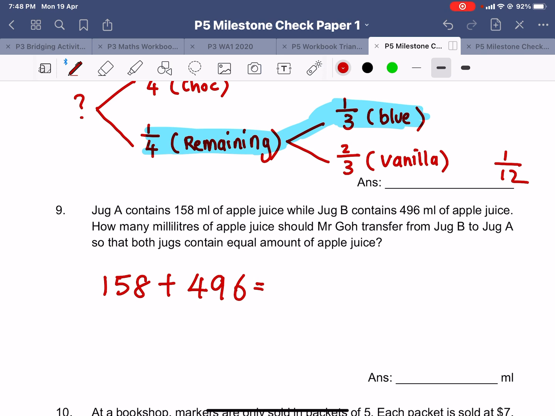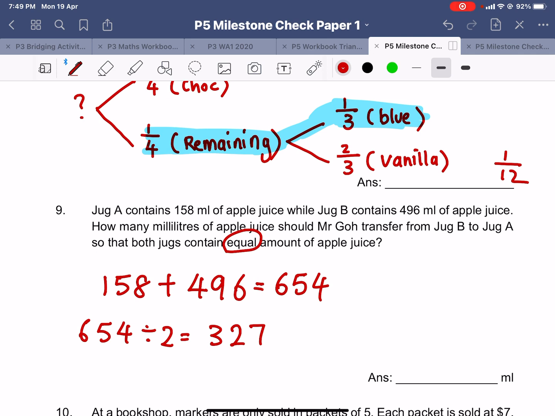Alright, now reason why I do that is because no matter how you pour, you still are dealing with 654 milliliters of juice, right? No matter how much you pour. But now because we want to make sure that they are equal amount, since there's only 2 jugs, right? So we are going to try to divide it by 2 to see how much one jug should have. Because the total is 654, we divide it by 2, we get 327. Now we want to make sure that every jug has 327. That's the idea behind it.